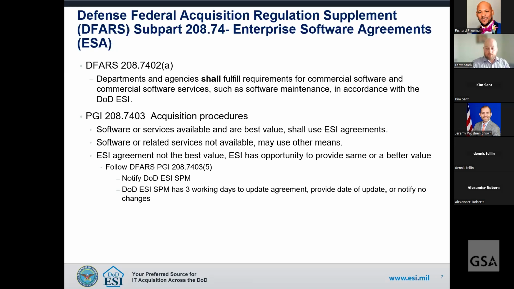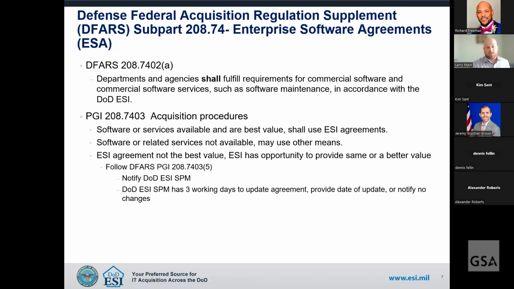First, you would notify the SPM for that agreement, and you would provide all the details and information you have as to why it would not be the best value. The SPM then has 3 business days to respond. If in the end, the ESI agreement is still not the best value, your leadership can grant the waiver from using ESI. Bear in mind, though, what you will see today and what I'll go over is that best value is not always the lowest price. When it comes to software, you have to consider the non-price terms and conditions and risks that I'll go over here in a little bit.